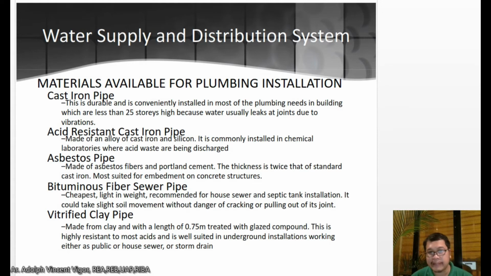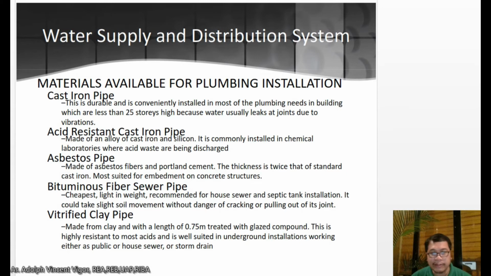Then you have the asbestos pipe. It's made of asbestos fibers and Portland cement. So the thickness is twice that of standard cast iron pipe, mostly suited for embedment on concrete structures. Okay, so I think I have some hesitations in using asbestos, because as you can see, asbestos is a material that is hazardous to health. So let's avoid that one in our projects.